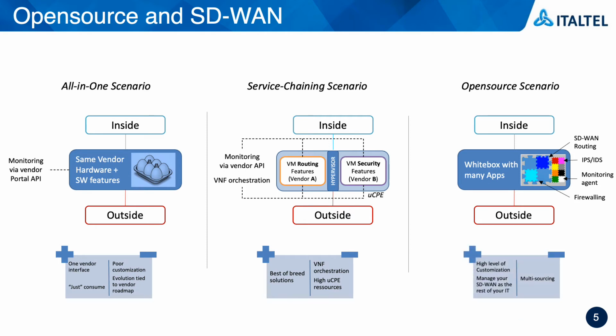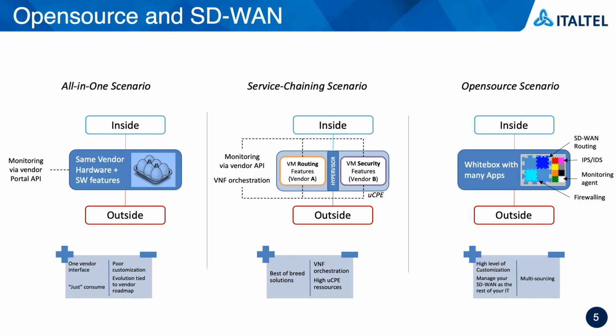This is possible because in open source, the characteristic is that the code is compiled or plainly and simply installed in a system, and it does not require a whole operating system to be fixed in. So in the end, you can find a high level of customization. You can manage your SD-WAN like the rest of your IT. And on the downside, you have to take care of the different sources and deal with the different potential possibilities you will face.